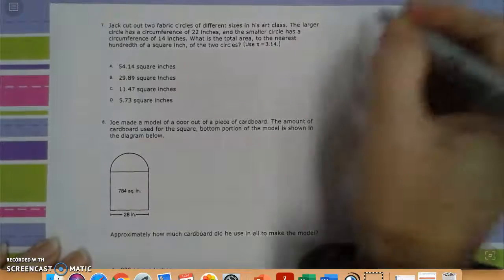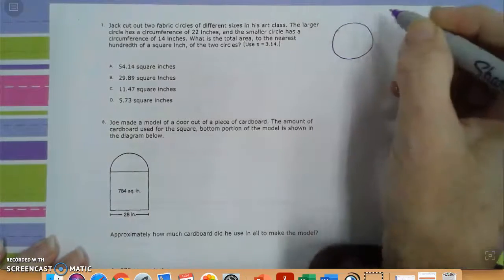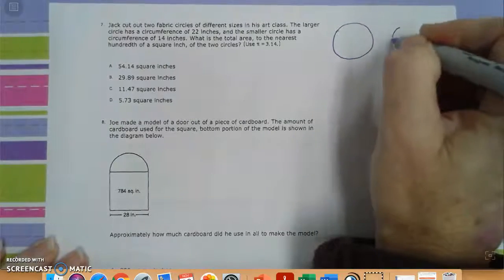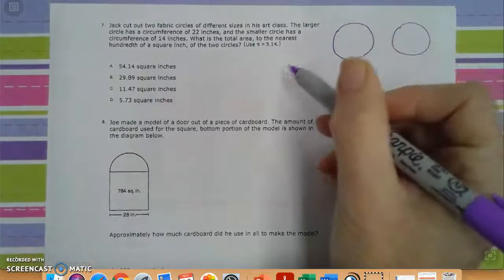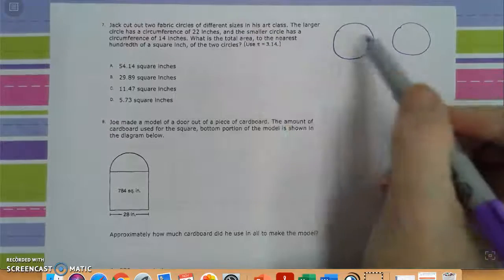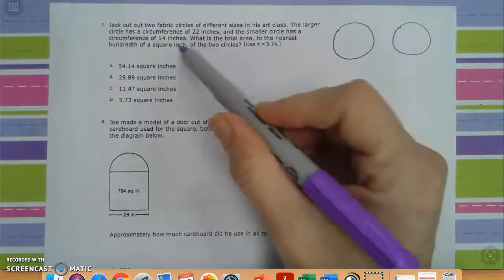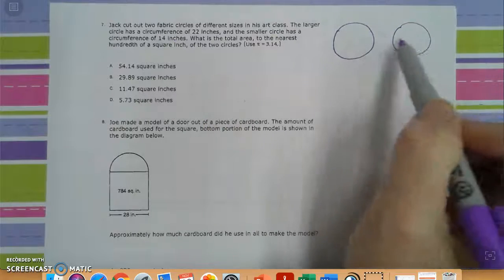So we got a lot going on in this question. I like to draw because to me, if we visualize it, it makes it a little bit easier. Plus, it's not quite as bad to look at drawings as it is all these words. So we've got 2 circles, a bigger one and a smaller one.